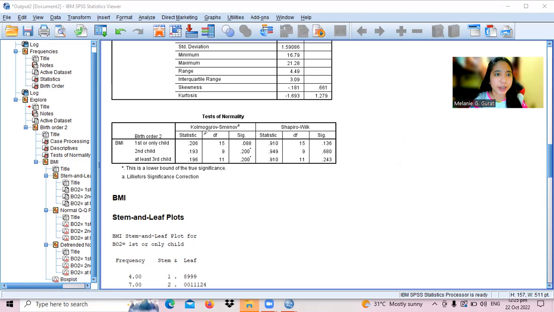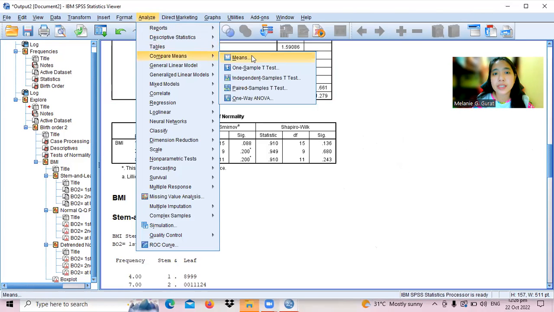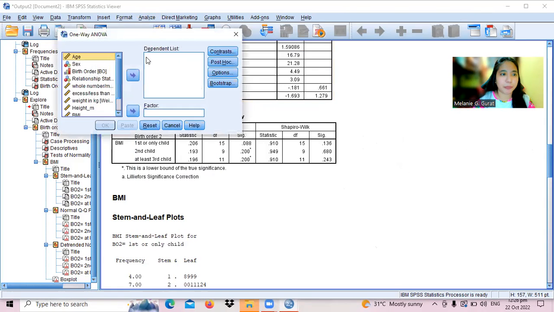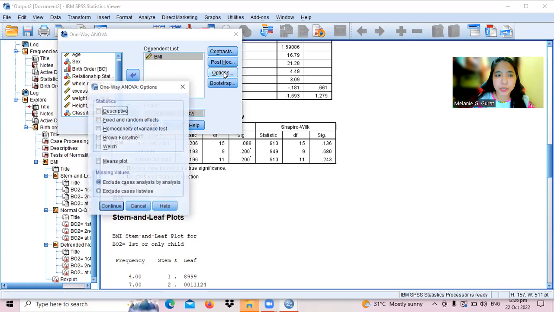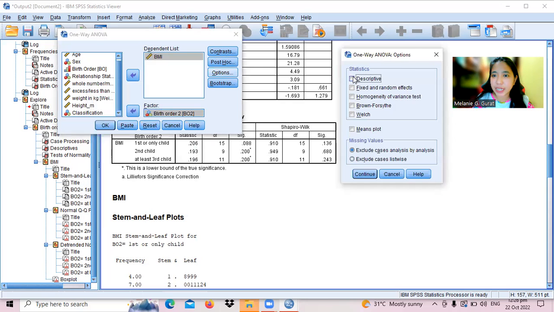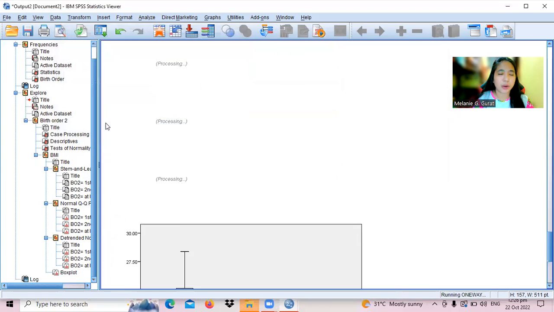So let's again clear our drawing. Let's do the test now. What to do? Click Analyze, Compare Means, One-Way ANOVA. We will be placing our BMI here, and for birth order, we will be placing birth order here. And let's see the options. Let's check descriptive and homogeneity of variance test. This is the Levene's test, and Brown-Forsythe. So click continue and okay.